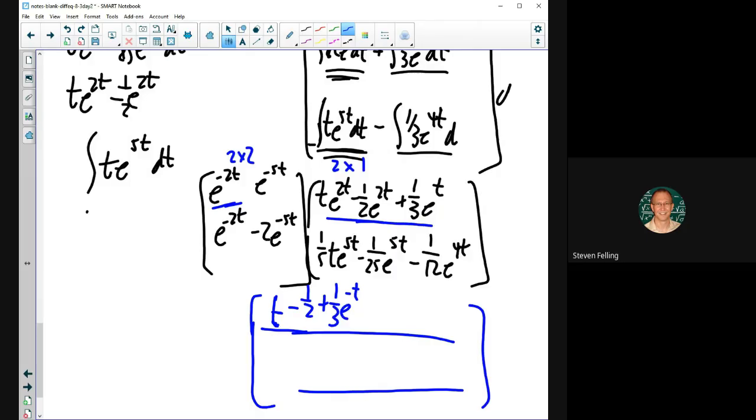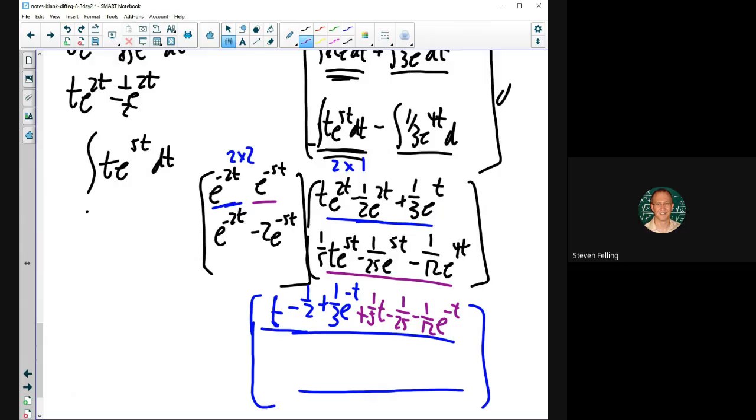And then I have to take plus this times this, right? So that's going to be 1/5 t, e to the negative 5t and 5t cancel. And then I've got minus 1/25, just the 1/25, and then I've got minus 1/12 e to the negative 5t times e to the 4t, which is going to be e to the negative t. Okay, so that's the first multiplication.